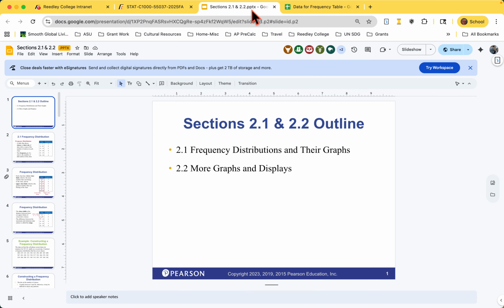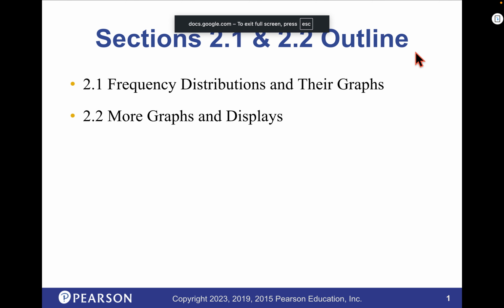Okay. So instead of talking about it, let's just do it, right? Okay. So we're going to build a frequency table. What does the word frequency mean?